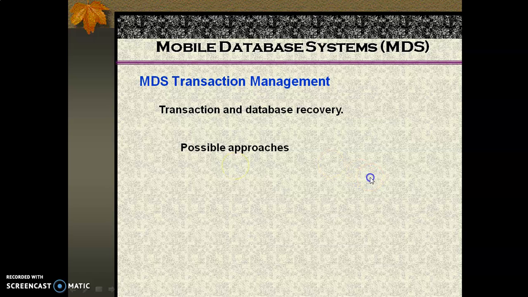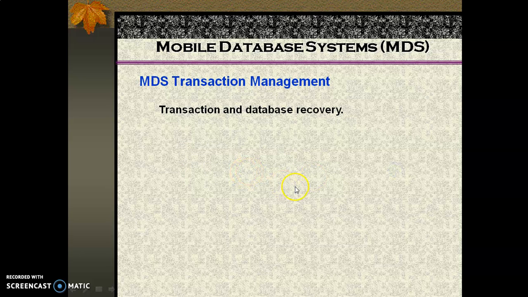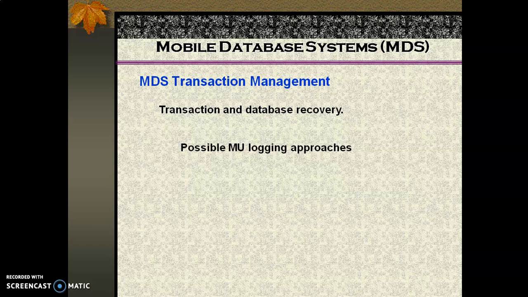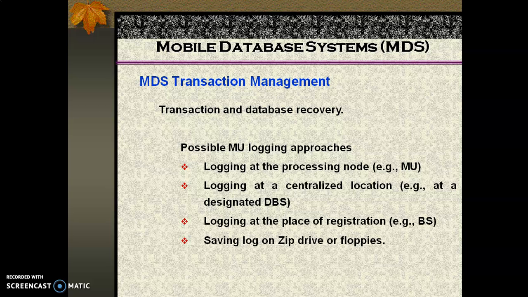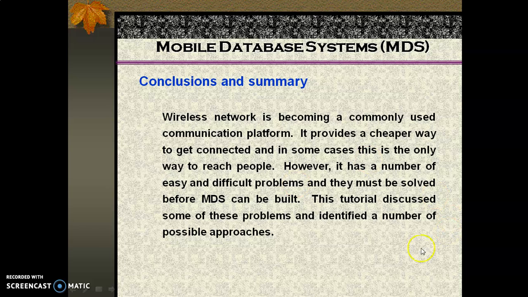These are the possible approaches: partial recovery capability, use of mobile agent technology, logging at the processing node, logging at a centralized location, logging at the place of registration, saving logs on zip drive or floppies. Now the conclusions and summary part.